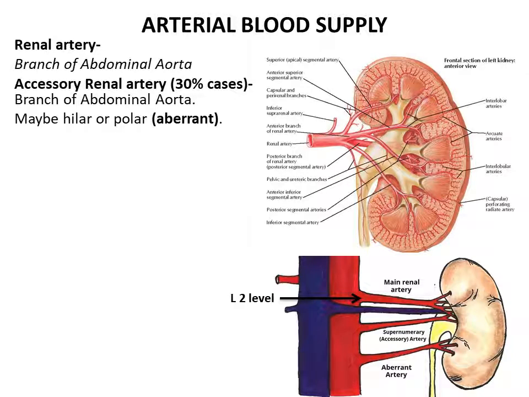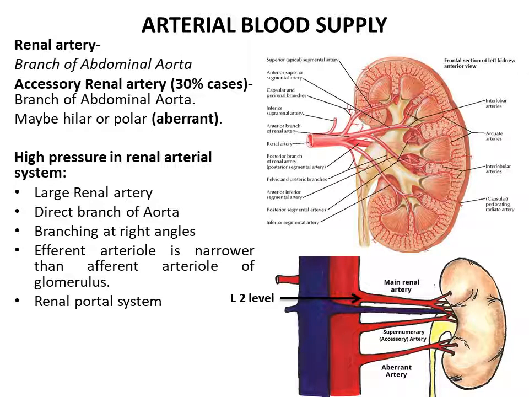The renal arterial system. The special feature or peculiarity of the renal arterial system is that it is a high pressure system. This is mainly because the renal artery is very large compared to the size of the kidney and is a direct branch of the aorta, maintaining high pressure. The branching of the renal artery is always at right angles, further maintaining high pressure.